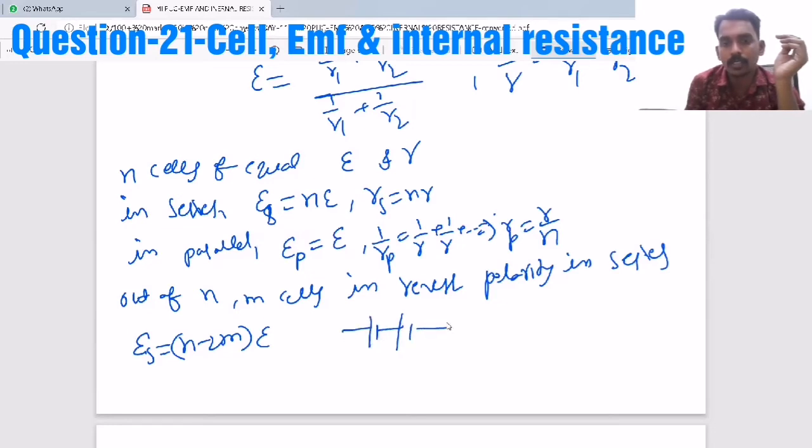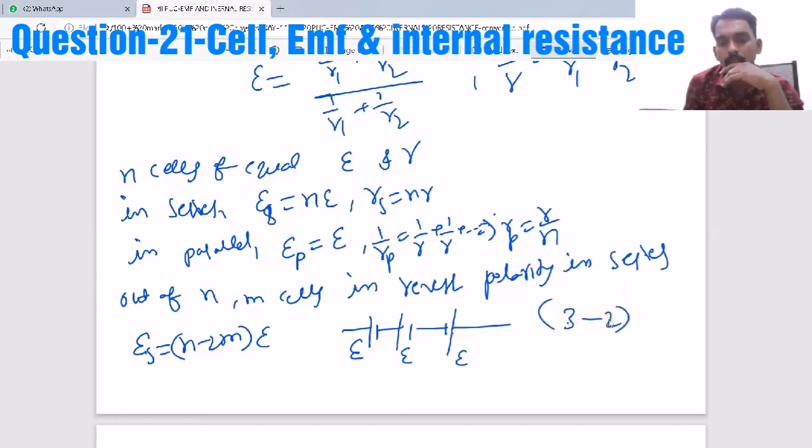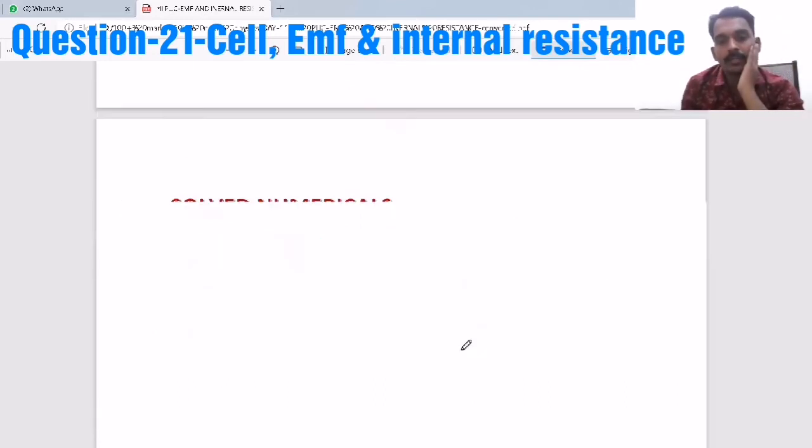1, 2 and 1 is reversed. Now epsilon, epsilon, epsilon, total 3 are there. But this 1 will cancel this one, so minus 2. So N minus, total minus 2 into M. M is 1. So N minus 2M number of cells remain effective. Such kind of question they will ask based on the combination of cells.